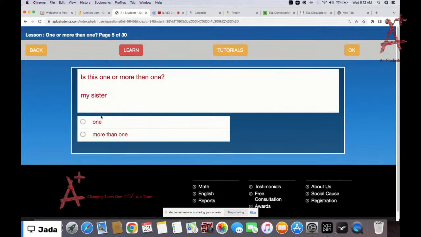So now let's see. Now it says my sister. My sister is one because it doesn't say my sisters. It just says my sister.